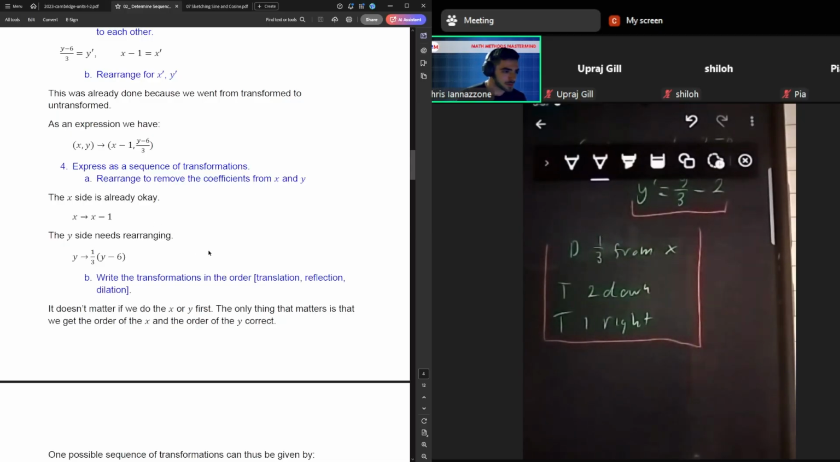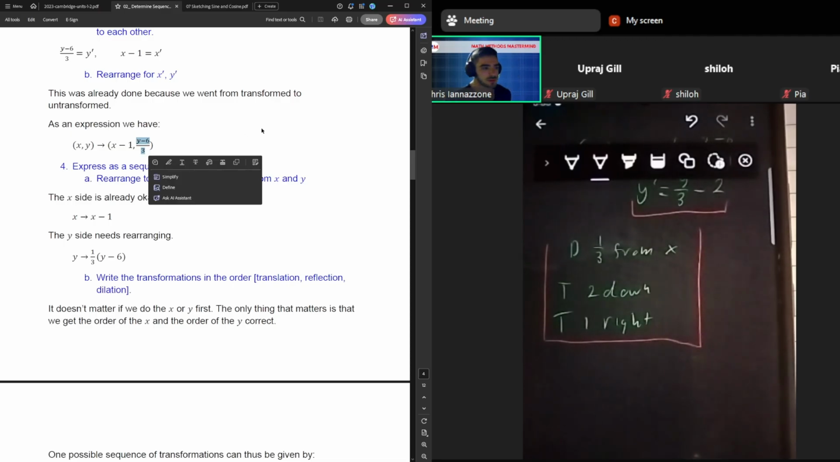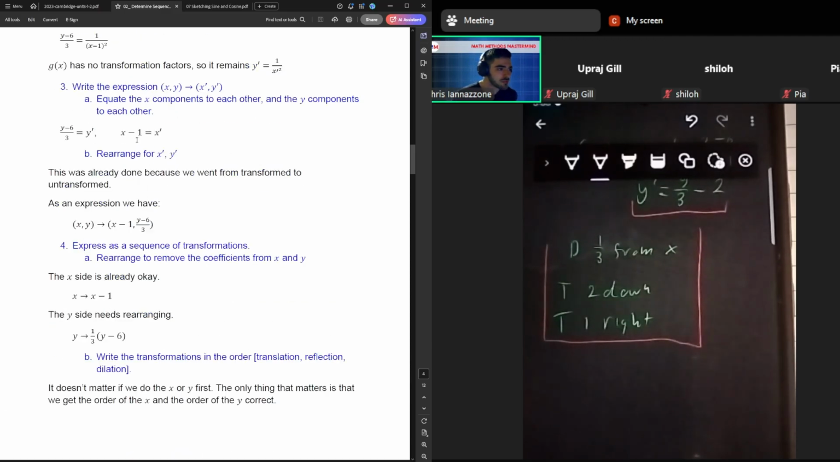But okay, as far as why I typically prefer translate, reflection, dilate, part of it is that when you're doing your rearranging, you kind of naturally just do that. So if you look back to the screen share, when we did our rearranging for it, you typically put things over the same denominator anyway. And so it minimizes the amount of further work you have to do if you're doing TRD.